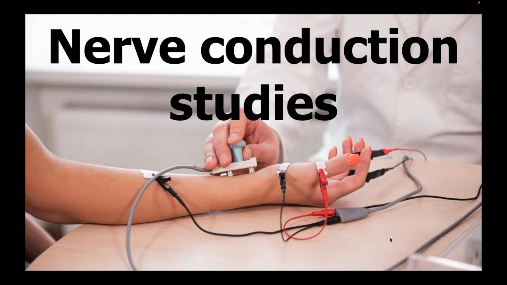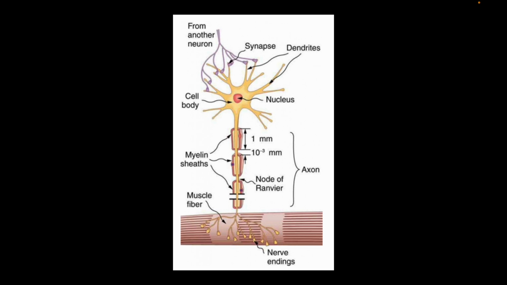Hello and welcome everyone. Today we'll be discussing a very important topic, that is nerve conduction studies, which are very commonly done in our ICUs for various indications. So this is basically the schematic diagram of a basic nerve structure. There are synapses, there is a cell body, nucleus. The most important thing for us is this axon, which is transmitting the signal to the effector places.